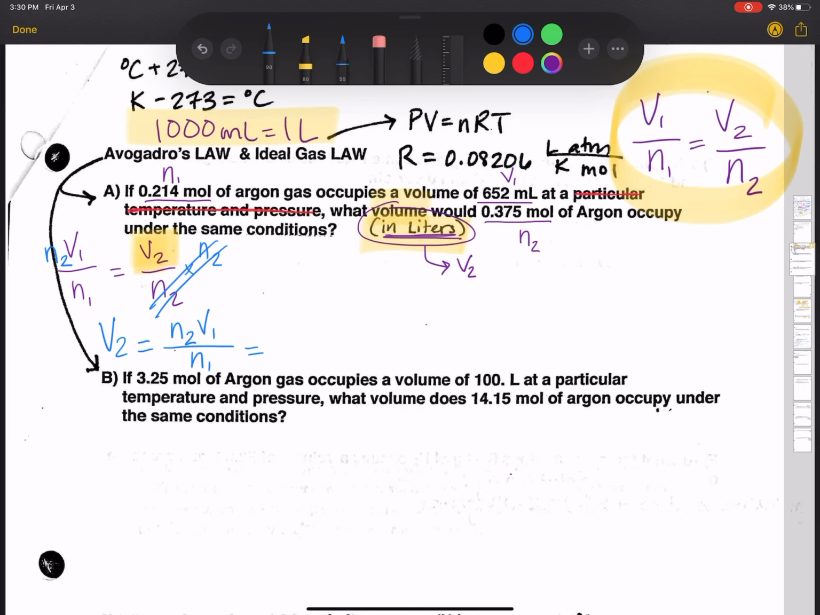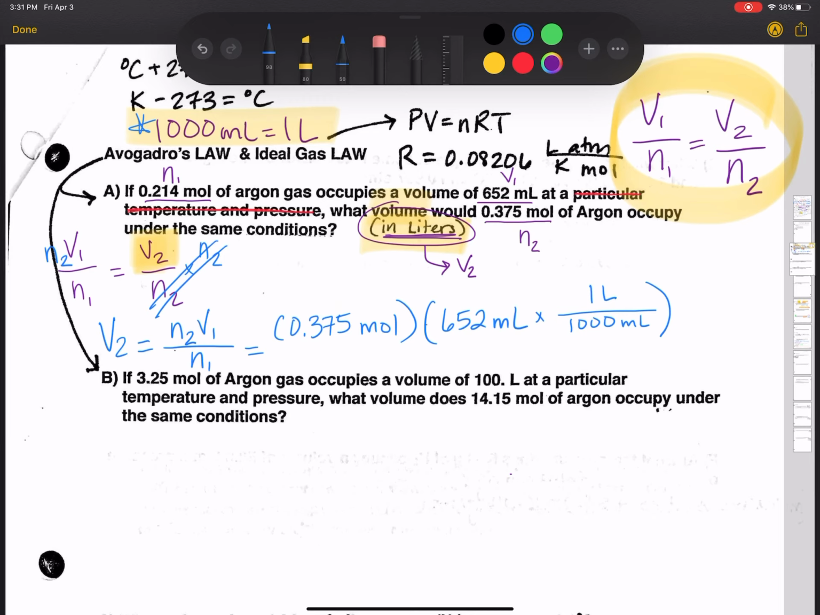So I'm going to go ahead and just put this into my problem. N2 is my first variable. So I'm going to say 0.375 moles. That's my N2. My V1 was 652 milliliters. I want to get out of milliliters and into liters, so I'm going to go ahead and set up my conversion factor that I brought over from my formula sheet. Every 1,000 milliliters equals 1 liter. I'm going to set it up so 1,000 milliliters is in my denominator, and those units cancel, and I'm left with 1 liter in the numerator.